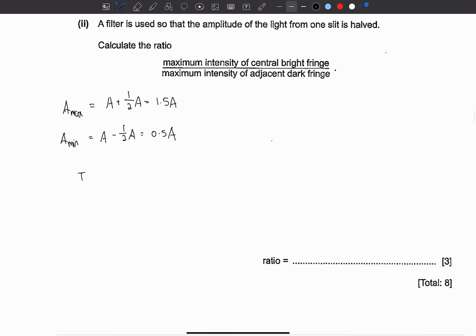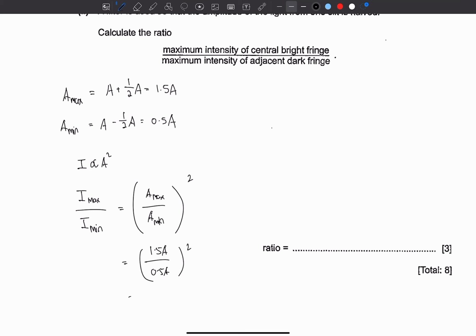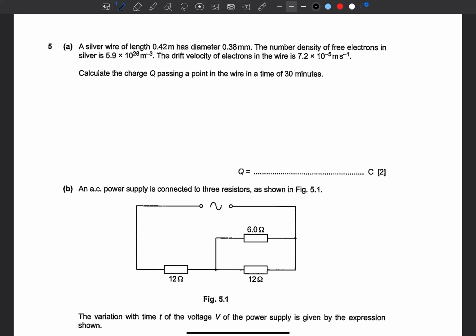As we know, intensity is directly proportional to amplitude squared. So in order to find I max over I minimum, it would just be amplitude max over amplitude minimum, all squared. 1.5a over 0.5a, squared, which would just give us 9.0. Done. Nice. Alright, for the next question.